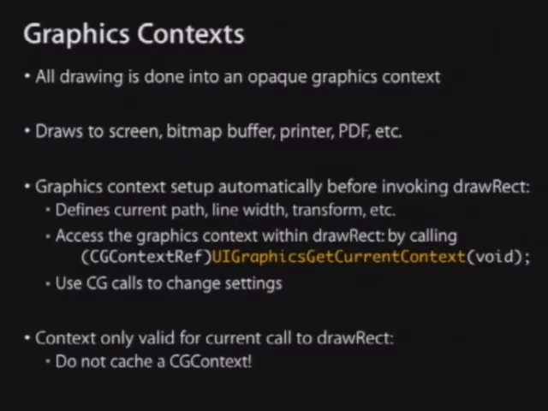Another point here is don't ever cache a drawRect context, because they're created for you on the fly. So you don't ever want to keep it around. It's useless to keep it around, and God knows what's going to happen if you do.